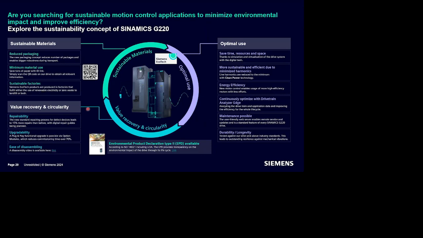In the last phase, the value recovery and circularity, here, of course, we have a video, easy disassembling, where we show how to disassemble a Sinamics G220, how we separate the different materials like plastics, electronics, and also metallic parts, and how we can recycle them. And last but not least, all of this is integrated in our EPD, which is our environmental product declaration.